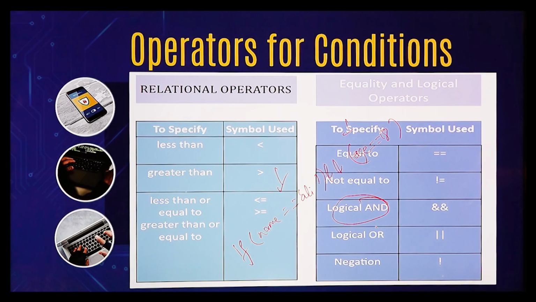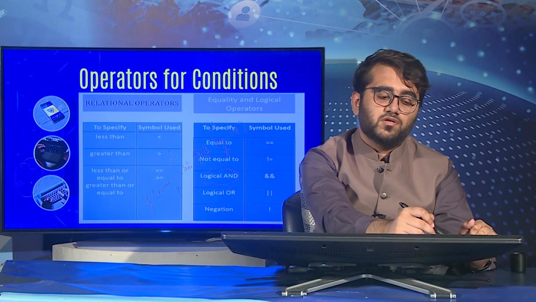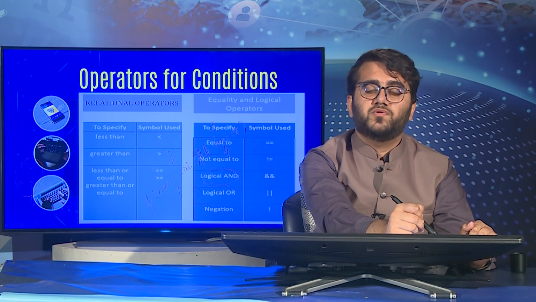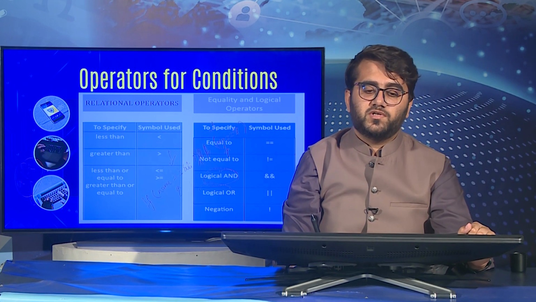If you are trying to mutually exclude them, if the person is Ali or the person is greater than or equal to 18, then we would use the OR operator. And the NOT operator is only used for negating, for checking whether the value is not equal to something, for example, not equal to 5. The NOT operator is mostly used in combination with the equality operator.